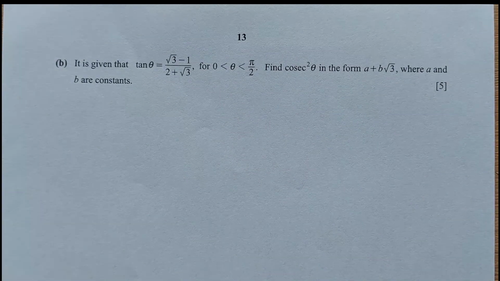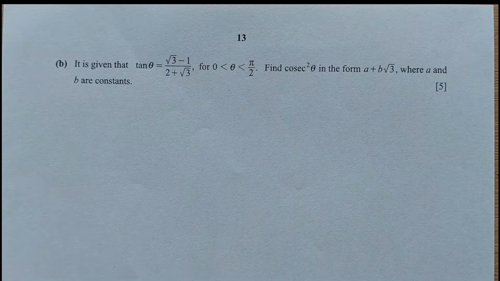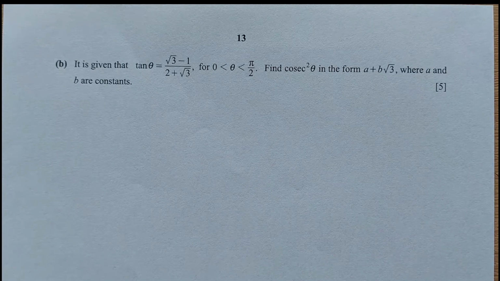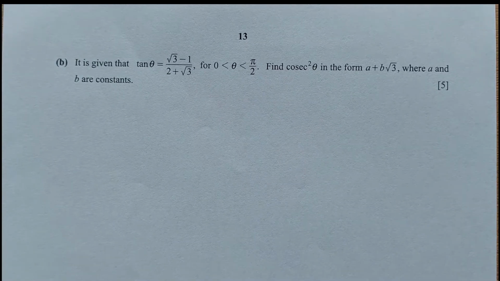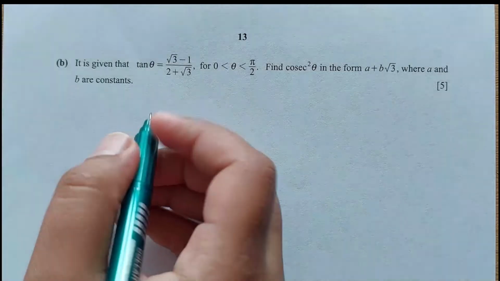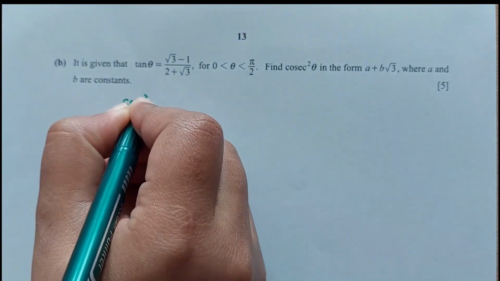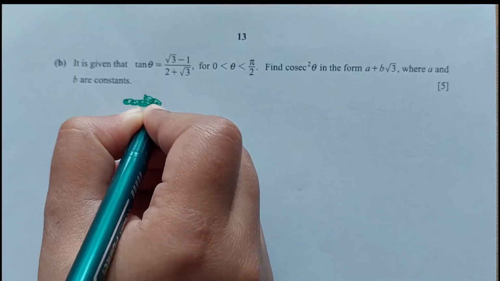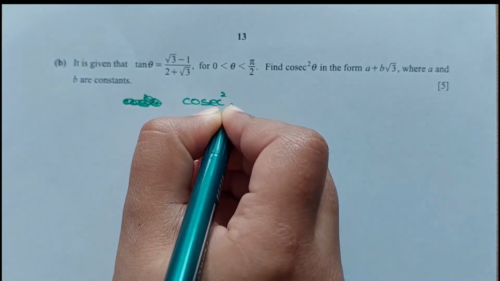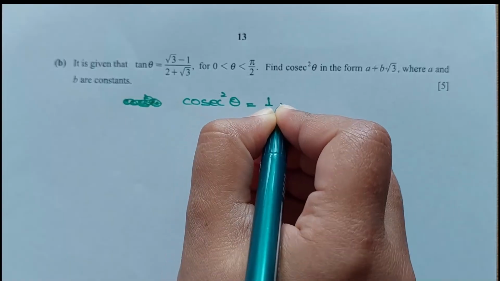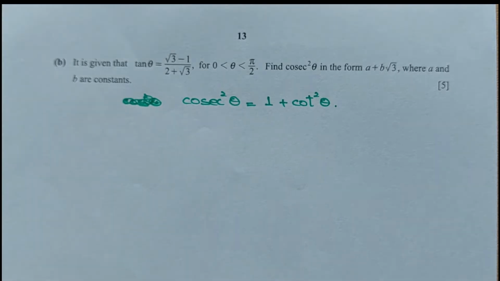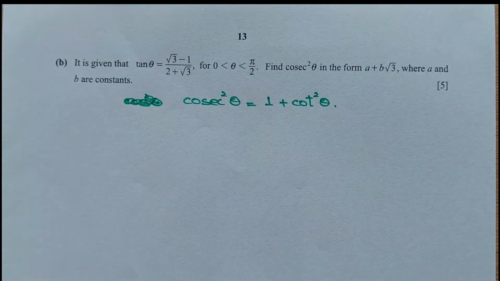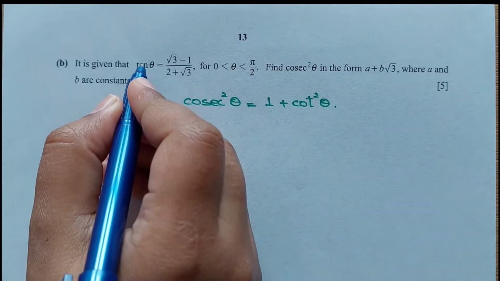Now for part B, it is given that tan theta is equal to this, for theta between 0 and pi by 2. Find cosecant squared theta in the form a plus b square root of 3, where a and b are constants. Okay, so tangent is given and we need to find cosecant squared theta. So here we use the identity that cosecant squared theta is 1 plus cot squared theta. This is the identity. So we have been given the tangent. We can easily find the value for cot by taking the reciprocal. So the tangent's reciprocal is cot.